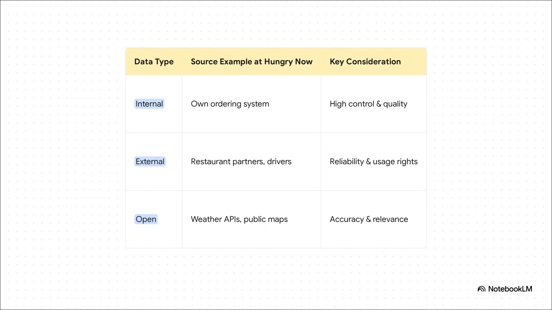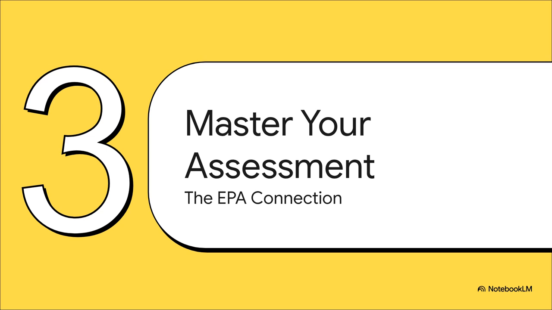All right, check this out. Our own ordering system, that's internal. We have total control, which means we can really trust the quality. But then you look at external data from our partners, like a driver's location feed. The big question there becomes, is it reliable? And just as important, what are the usage rights? Do we actually have permission to use it for what we want to do? And then there's open data, like a weather API. Super useful, right? But the responsibility is totally on us to make sure it's accurate and actually relevant to our analysis.